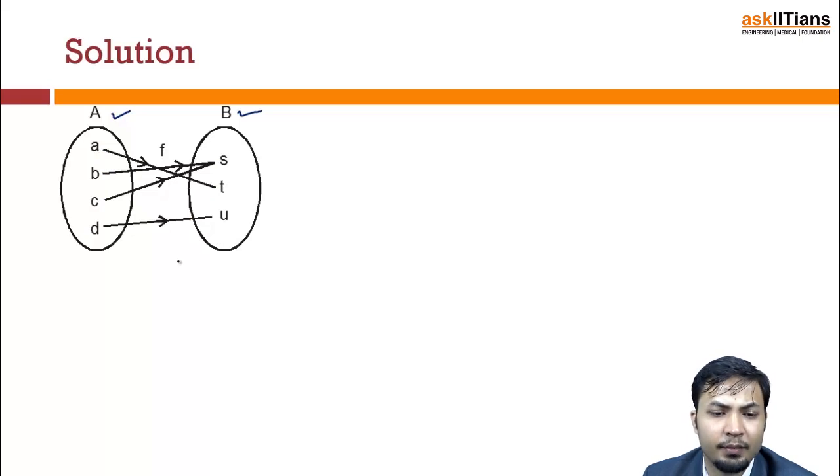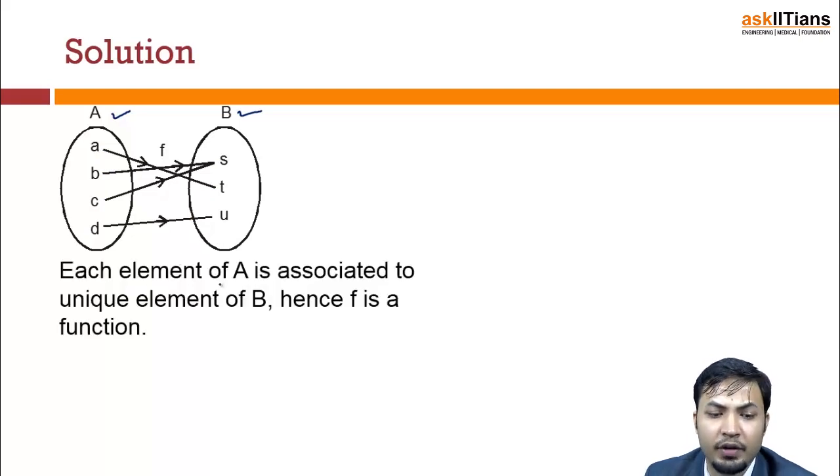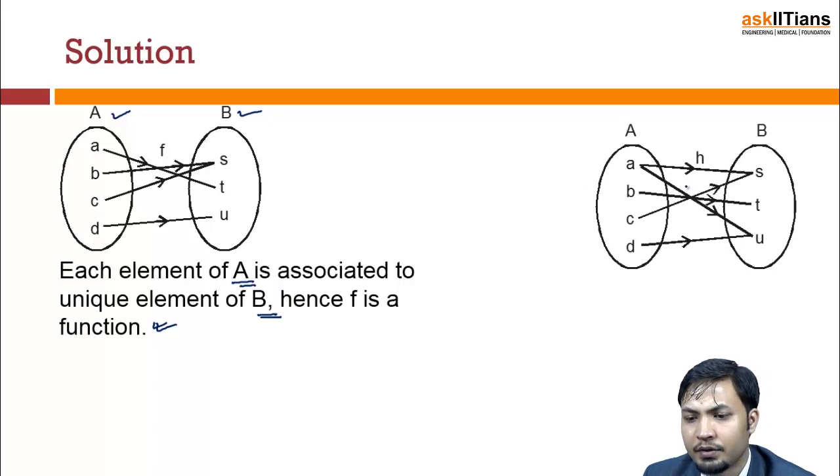Now, what does this give me? Each element of A is associated to a unique element of B. Hence, F is a function. So I have got that option. Now, from these two, it can either be 1 or 2. Let's explore the other options.